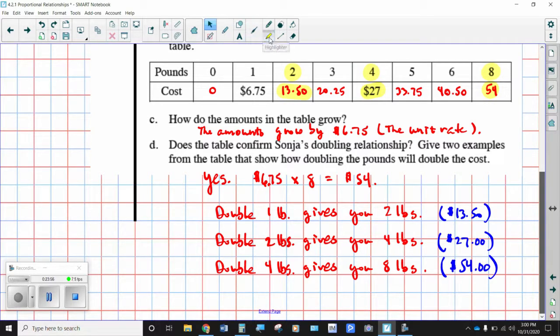In fact, you could even look at this doubling. If you double the 3 pounds, you get 6. So what is 2 times 20, 25? 40, 50, right? So it works all over the place.